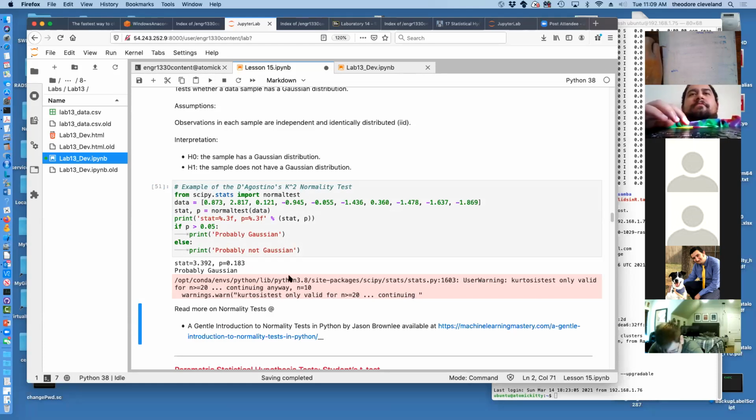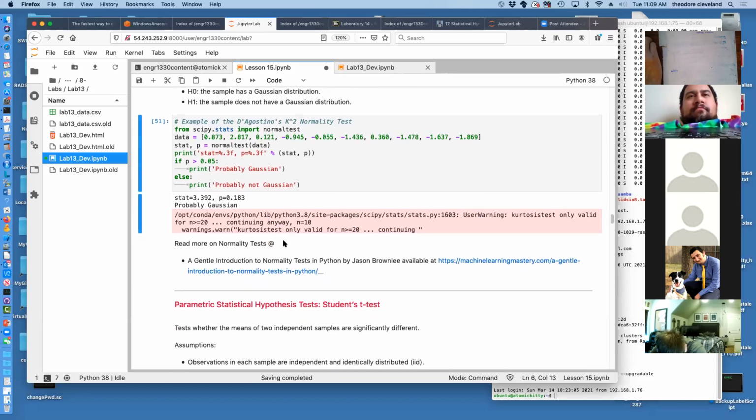But when you get a warning like that from a statistical test, that doesn't mean you quit. That means you read the warning. So I would say, based on this test, while it reports probably Gaussian, because of the warning, I would conclude that it's probably only barely Gaussian. There are some more normality tests described by Jason Brownlee in a blog post called A Gentle Introduction to Normality Tests at machinelearningmastery.com.